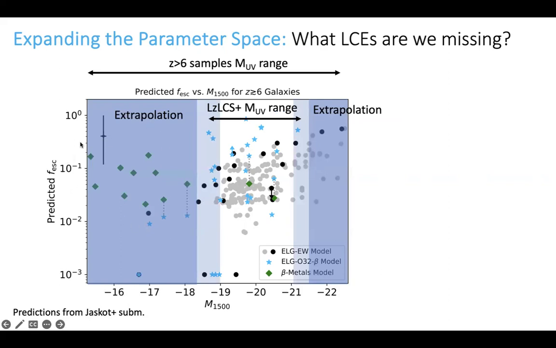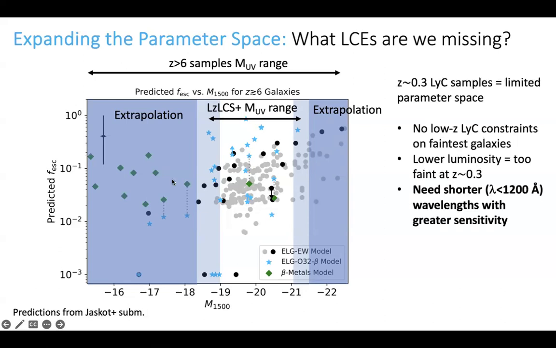And so all these predictions over on either side here are based on extrapolating our results to a magnitude range we have not actually directly probed. And again, the reason is that our redshift 0.3 samples probe a fairly limited parameter space, at least in magnitude. And we really don't have empirical constraints at low redshift on these fainter galaxies and how much radiation actually escapes them. But these are a key candidate for reionizing the universe, so it's important to explore that regime.